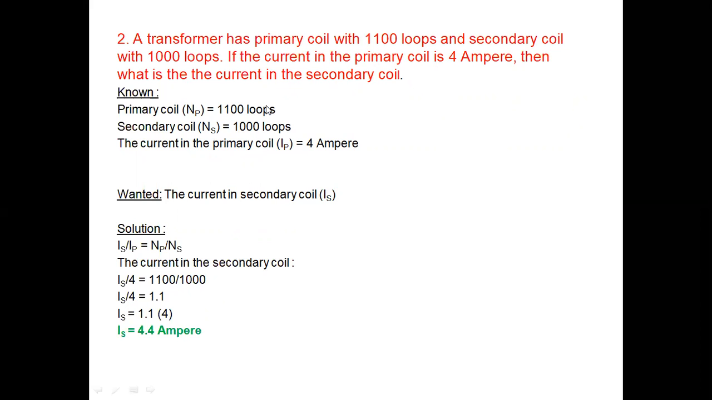For this given data, the relevant convenient formula is the relation between current and number of turns. Using this, we can find the unknown value IS as 4.4 ampere. It means depending on the data, we have to select the appropriate formula from the derivation.